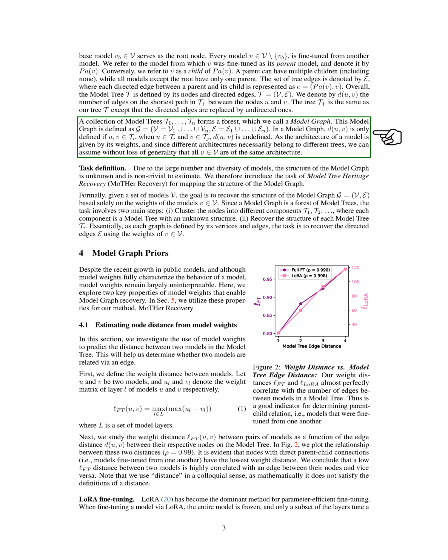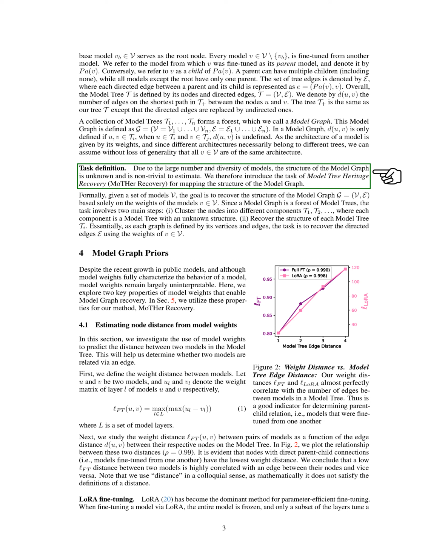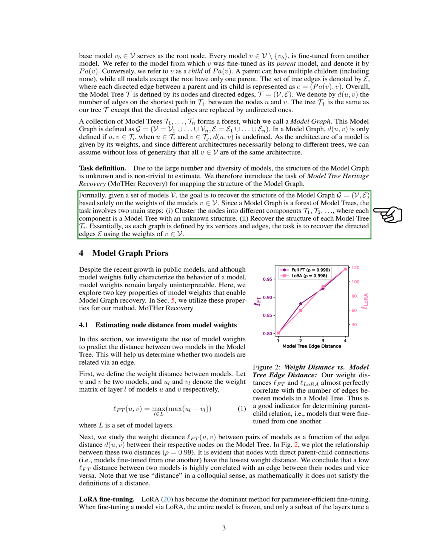Section: Task Definition. In this section, we introduce the task of model tree heritage recovery, mother recovery, to map the structure of the model graph. Our goal is to determine the structure of the model graph based on the weights of the models in a set, V. The model graph consists of model trees, and our task involves clustering the nodes into different model tree components and then recovering the structure of each model tree. Essentially, we aim to identify the directed edges in the model graph using the weights of the models.